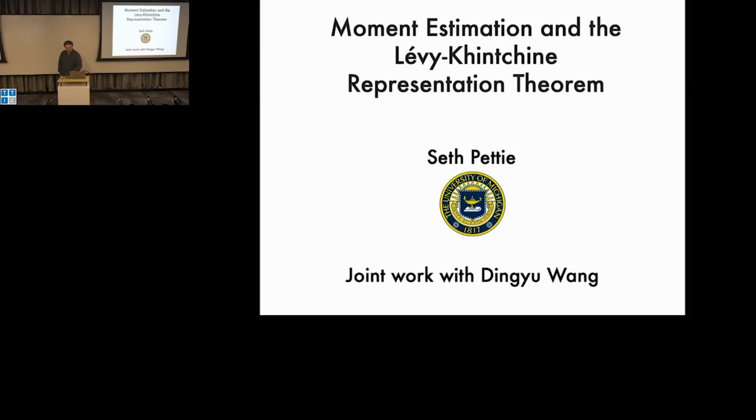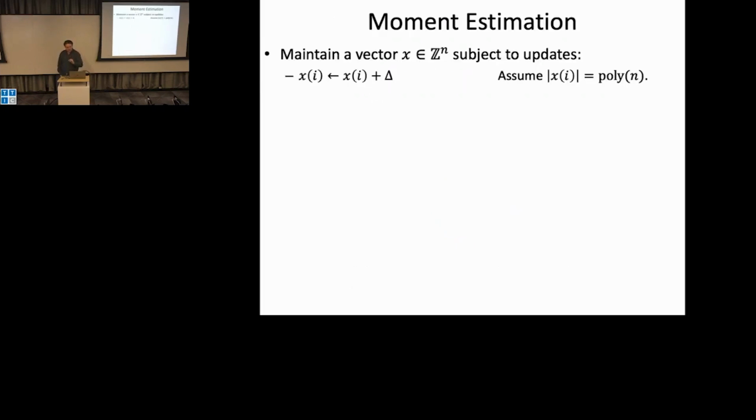So this whole talk is about moment estimation. The idea is you have a vector x. You can update the vector by adding increments delta to different parts of the vector. And let's just assume everything is going to be polynomially bounded for simplicity. There are two models. If you only do positive updates, it's the incremental model, and if you allow subtractions, it's called the turnstile model.